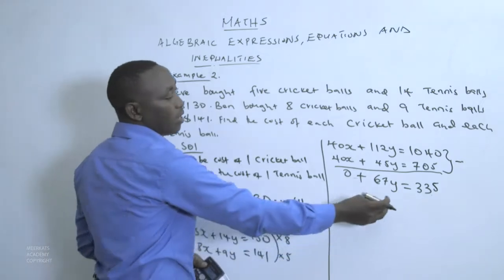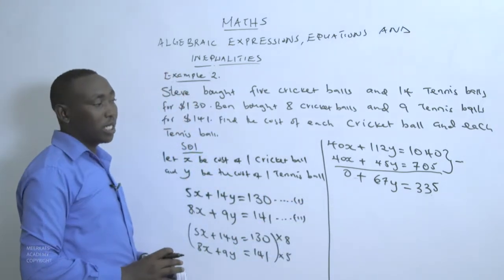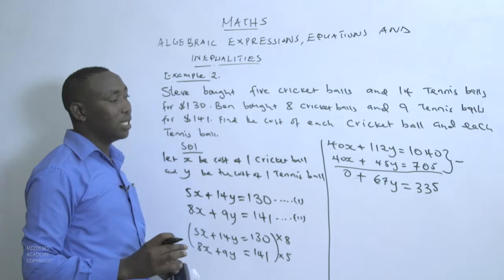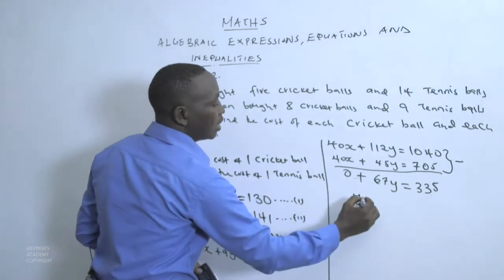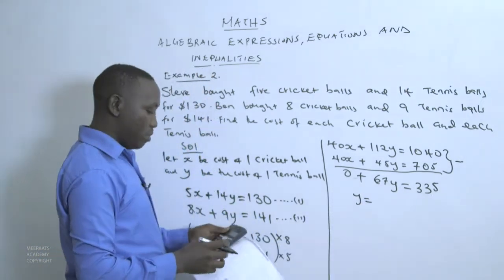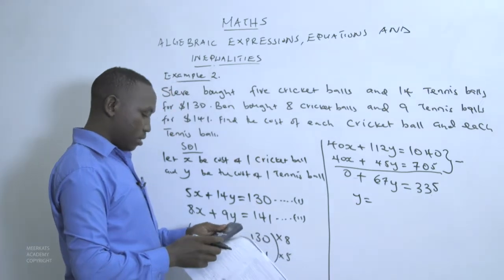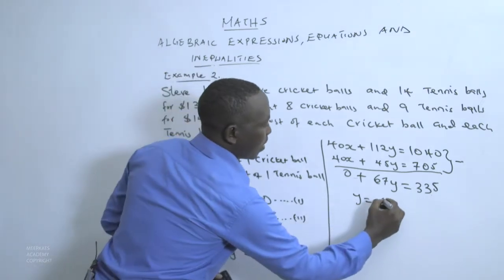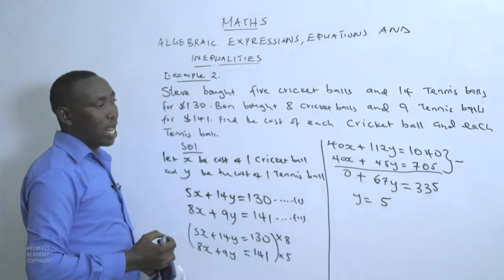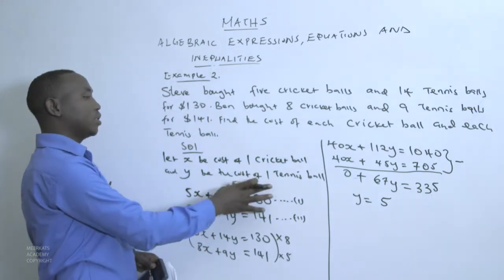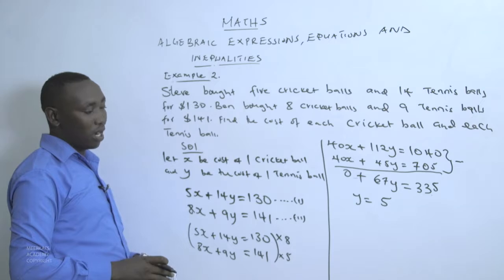To get the value of y, we need to divide both sides by the coefficient of y, which is 67. When you do that, you'll get that y is equal to $5. That is the cost of one tennis ball.